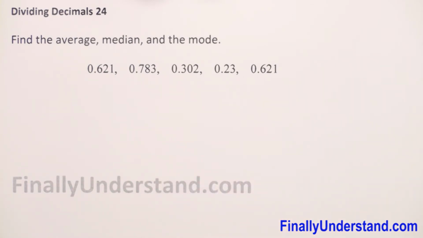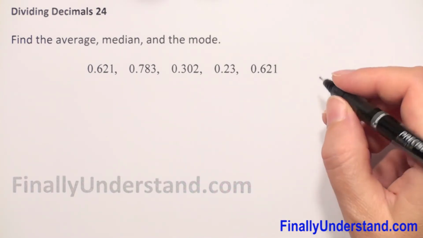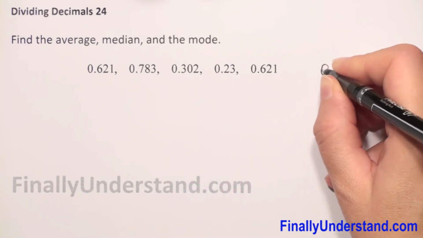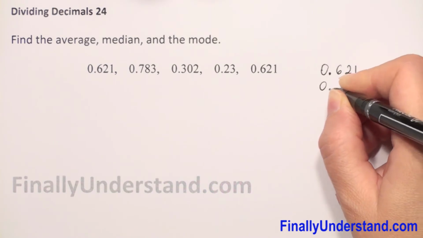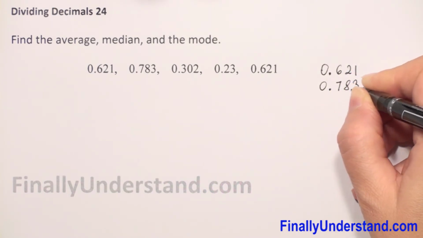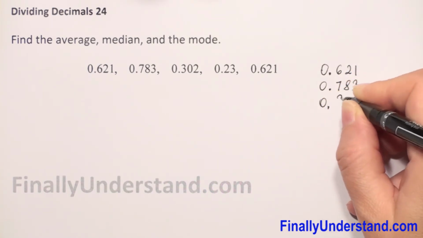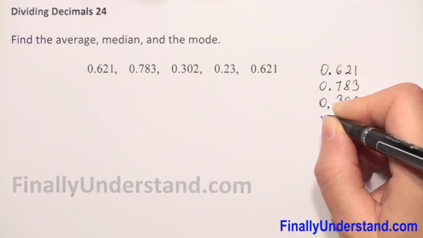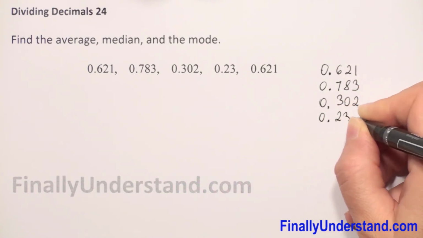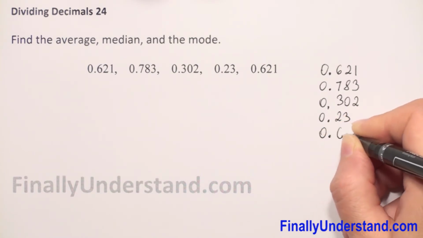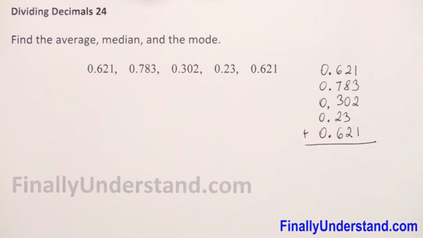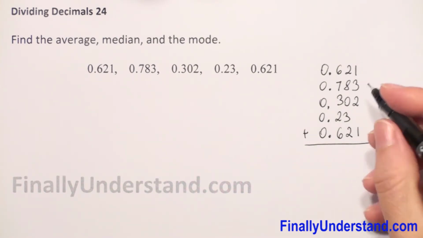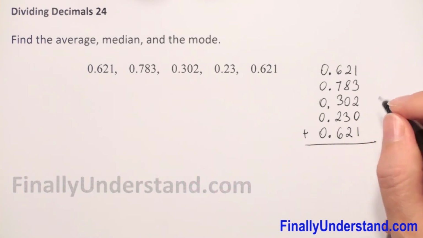And what else? When we have to add decimal numbers, we have to align decimal points. So let me do this. We have 0.621, 0.783, 0.302, 0.23, and 0.621. First we add these 5 decimal numbers. The empty space we can always fill with 0.